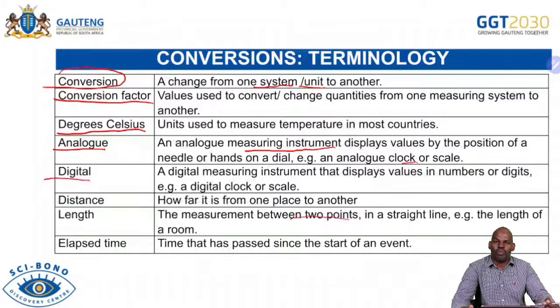Elapsed time. What do you mean by elapsed time? So elapsed time is the time that passed since the start of an event. If at the beginning of your period, let's say in the morning, your first period will start at 8:15 and then will end at 8:45, from 8:15 to 8:45, we say that is an elapsed time. So elapsed time is the amount of time that has passed between the starting point and the ending point. So this one we say is the time that has passed since the start of an event.